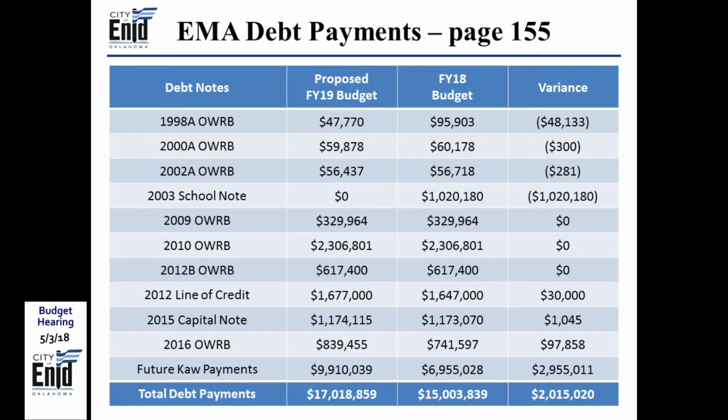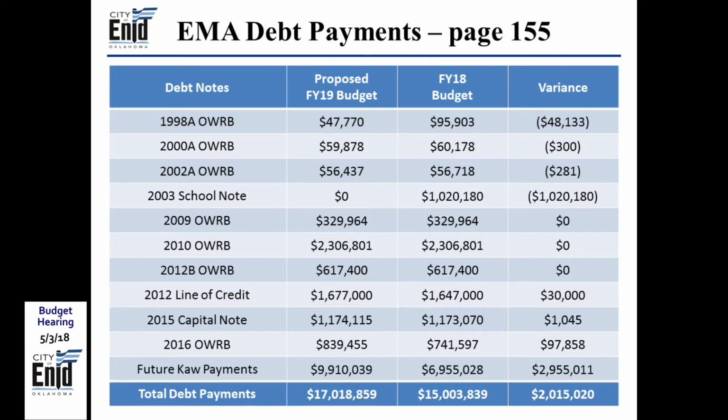And then the last one we have here on EMA is the debt payments. You'll see the 1998 note will pay off in August of 18. That's why there's a decrease of $48,000. We only have 1 payment to make instead of 2 in next year. The other slight decreases on the 2000A and the 2002A are just due to interest as the balance is getting smaller. The school note pays off in June of this year, and so that one will go away.